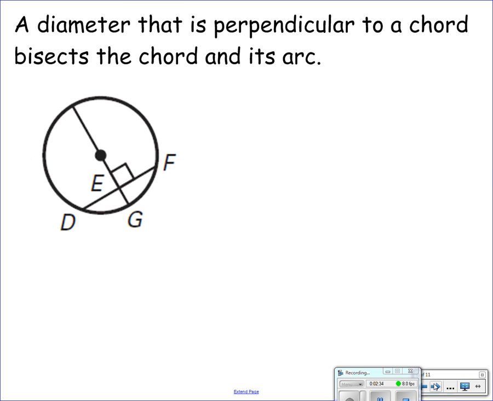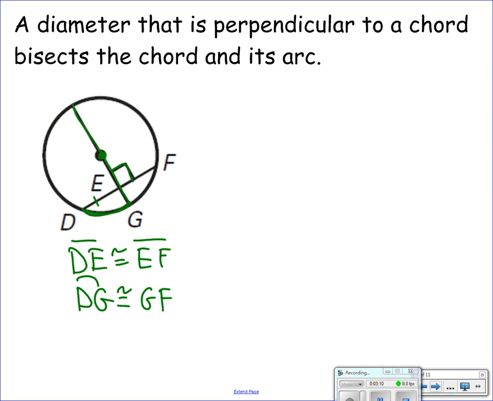Another theorem from this section. A diameter that is perpendicular to a chord bisects the chord and its arc. So what that means, I have a diameter. It goes through the center of the circle. It's perpendicular to our chord. So therefore, DE is going to be congruent to EF. But also arc DG, with a little arc over it, is congruent to arc GF.